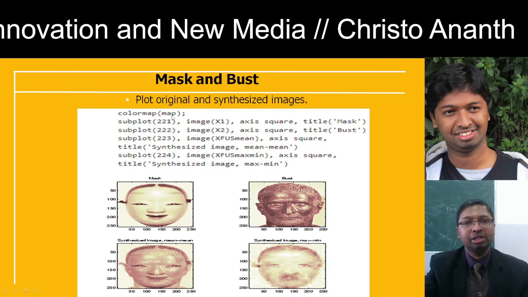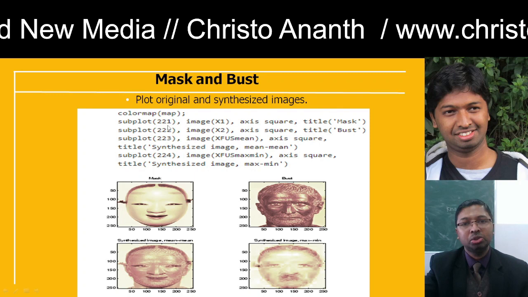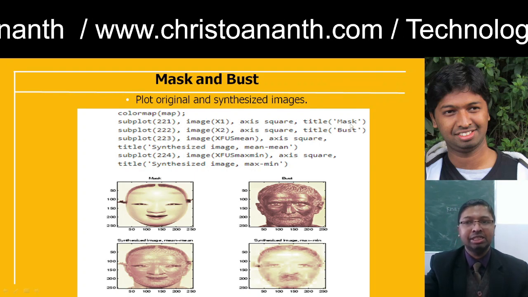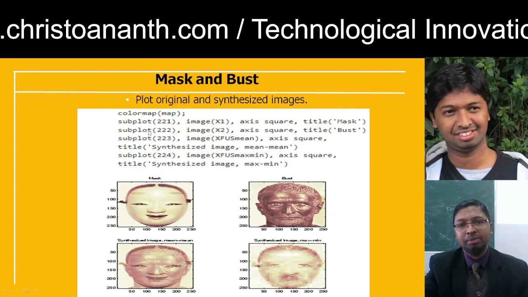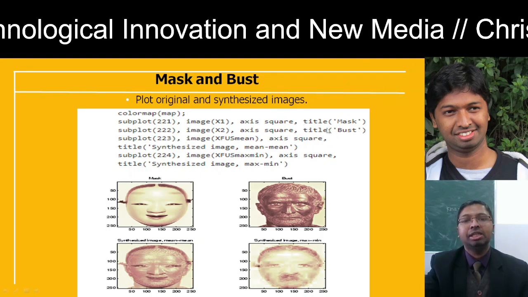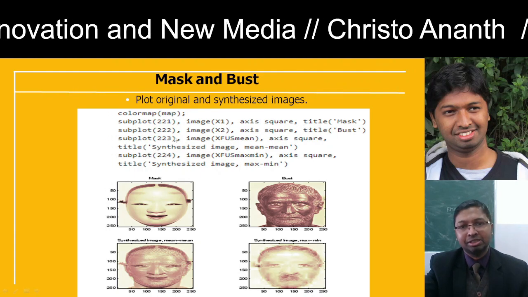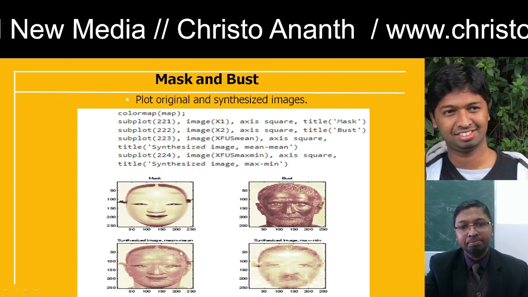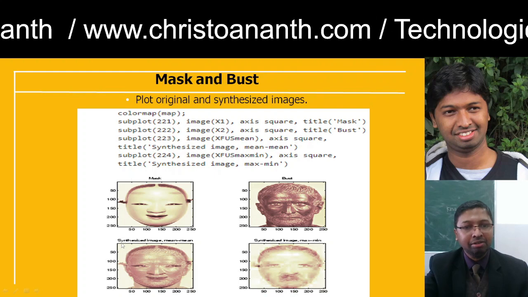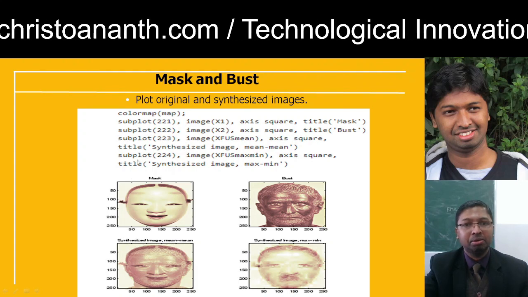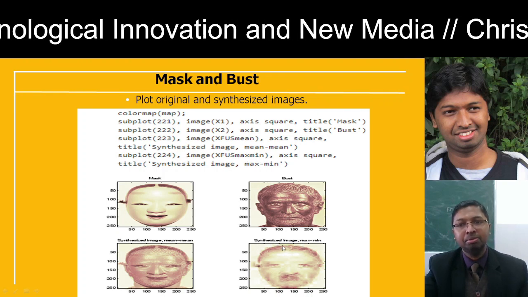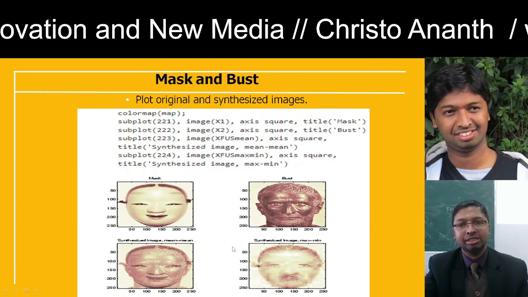So this is how you will go with plotting the original as well as synthesized images. Here you will have the color map. Subplot(2,2,1), image X1, axis square, and then the title you will have Mask. Similarly, you are going to repeat for the bust. Subplot(2,2,2), image X2, axis square, title Bust. Then you will have subplot 3, that's (2,2,3), image XFUSmean, which you are going to calculate, then axis square, the title Synthesized image mean. Then you will have subplot 4, where you will have XFUSmaxmin, axis square, title Synthesized image maximum minimum.